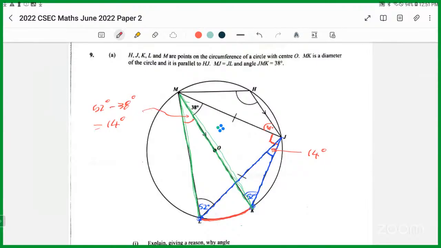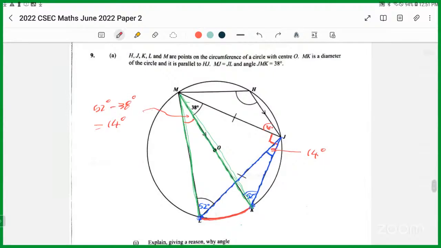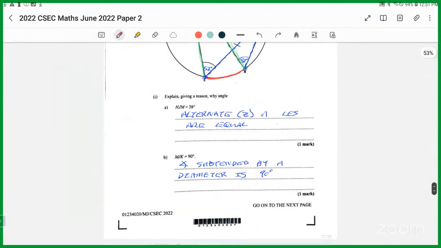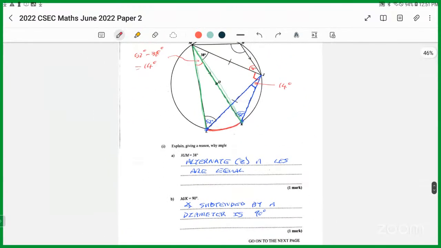So the same sort of thing. You have to tell them, this angle that I want is equal to this one. And then this one over here is 52 minus 38, because they are angles in the isosceles triangle. All right? So that angle that I want is 14 degrees.